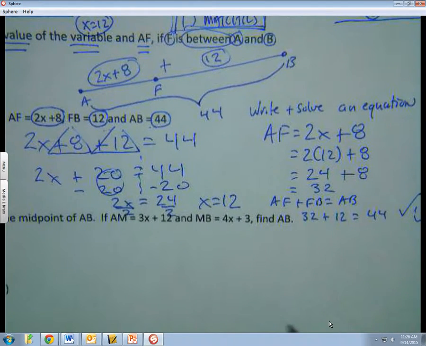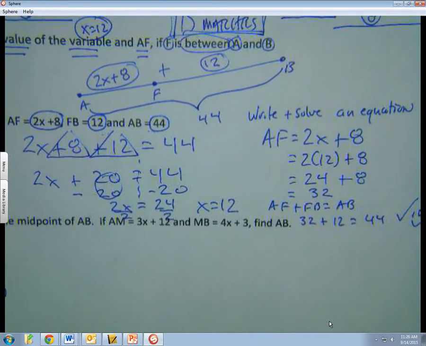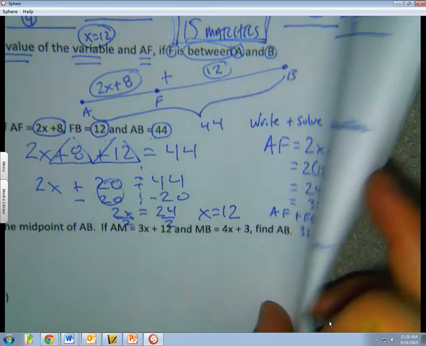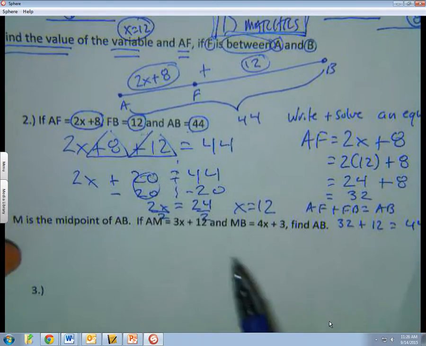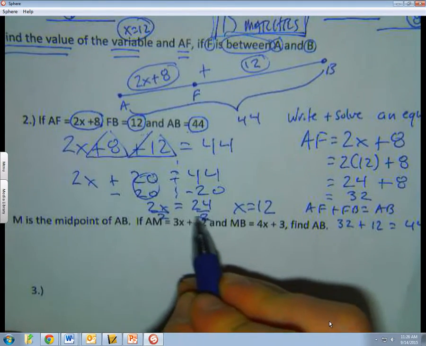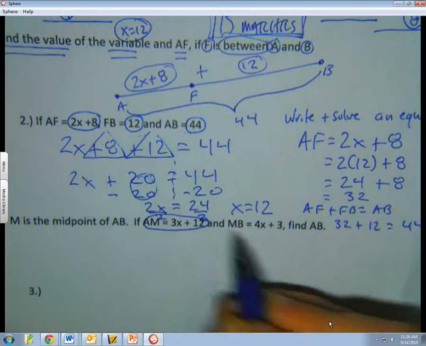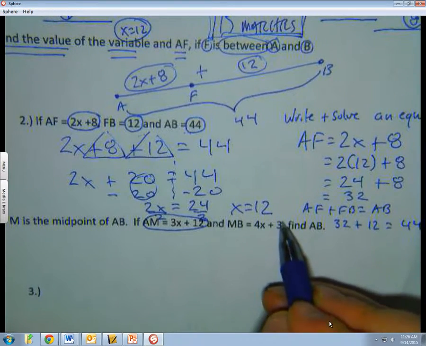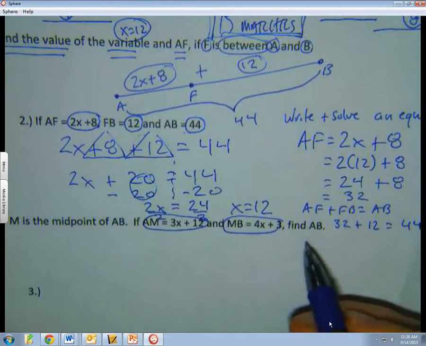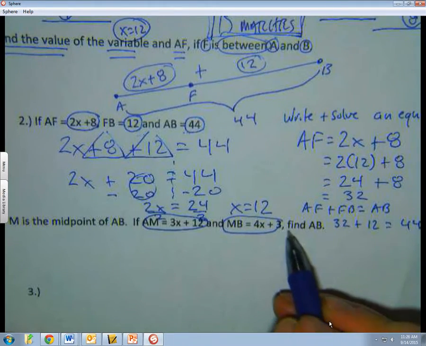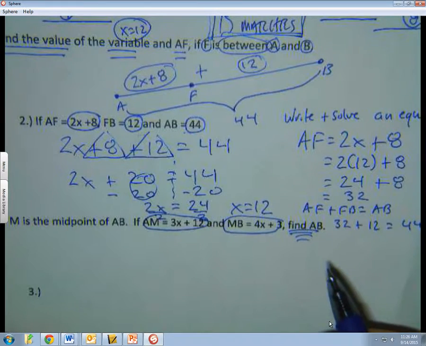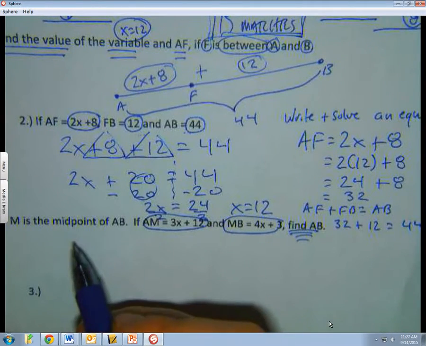Alright, next one. M is the midpoint of AB. If AM is 3x plus 12. Okay, so circle key numbers. There's some key numbers and variables. It says find AB. So we want to underline the question. We want to find AB. Midpoint is an action word, I would say. Midpoint, we know that's a midpoint.